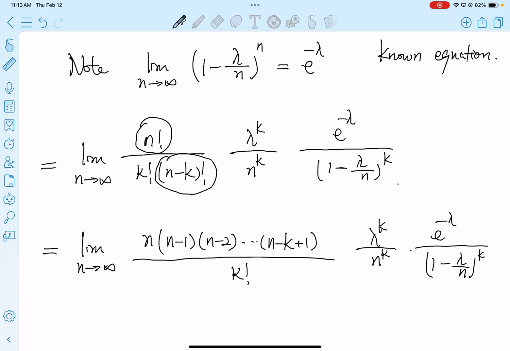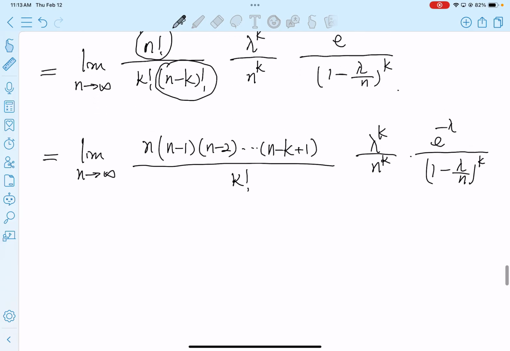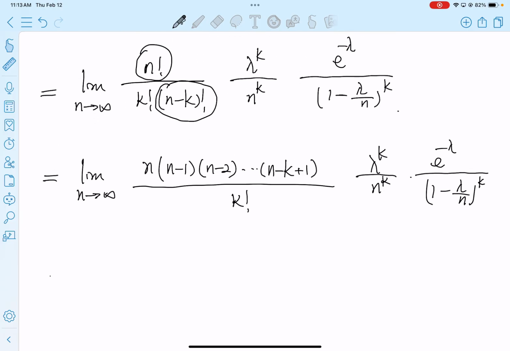Now let's do one more thing, then you will see how it's reduced or collapsed or evolved into a Poisson. One last rearrangement, and n goes to infinity. I'm going to write the numerator like this.